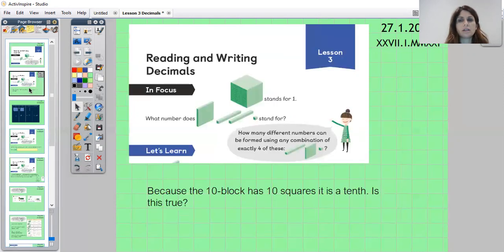Okay, so I've got a question for you. Because the 10 block, this one here, has 10 squares in it, it's a tenth. Is that right? If you agree, prove it. And if you disagree, prove it. So quickly pause the video and see if you can prove me right or wrong.